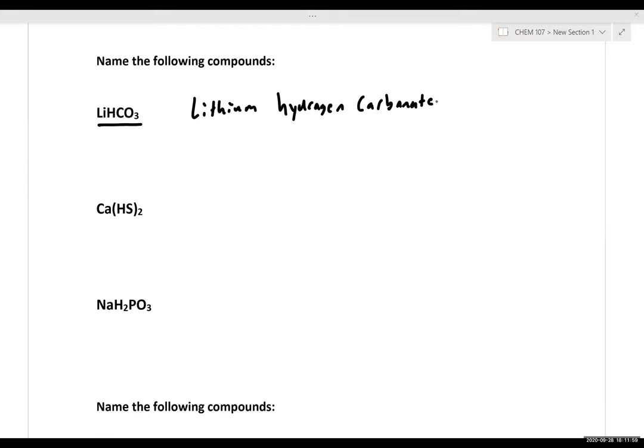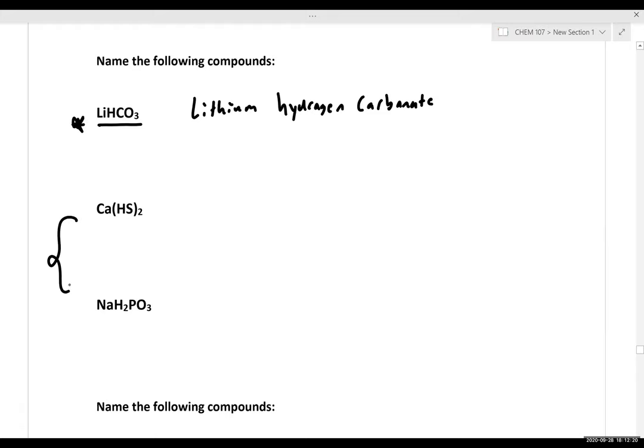We'll talk about naming rules for acids later on in this chapter, so don't worry about that. We'll get to that momentarily. Let's focus on these hydrogen-containing polyatomic ions for now. So we've done this first example where we've named lithium hydrogen carbonate.